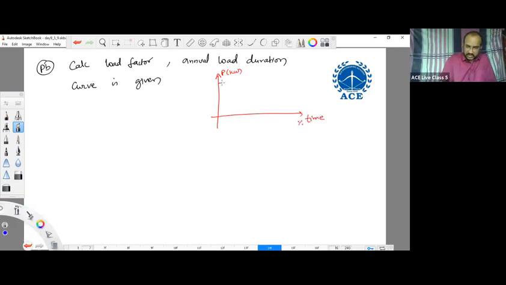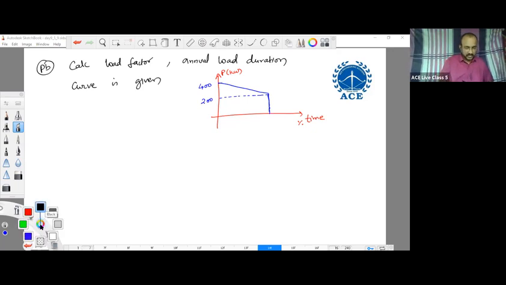So the annual load duration curve is given like this. This is 400 kilowatt and this is 200 kilowatt. And this is the annual load duration curve. He is asking to calculate the load factor. Try to calculate the load factor and post the answer here.